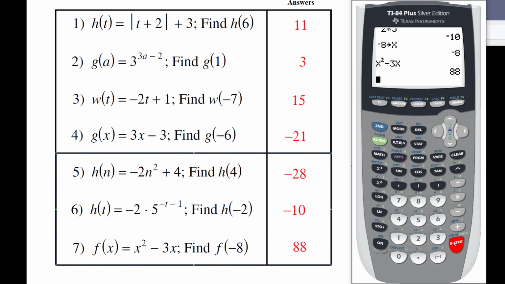So I hope you see that this is a nice benefit, and it can be very useful when trying to solve these particular type of problems on the test.